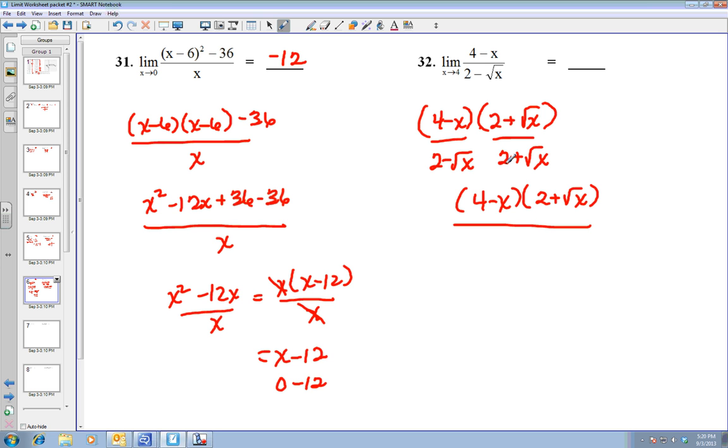On the bottom, if I FOILed this out, my middle terms would cancel and I'd end up with 4 minus the square root of x times the square root of x, which is x. So do you see why I didn't FOIL this out? These 4 minus x's are going to cancel, and I have 2 plus the square root of x. So now I can use direct substitution. Substitute my 4 in, 2 plus square root of 4, that's going to be 4.